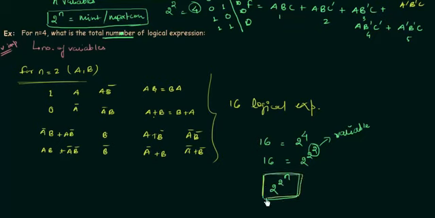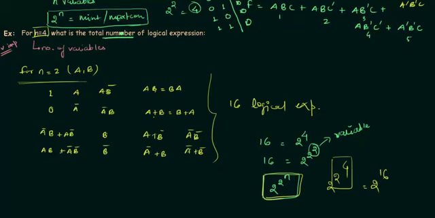It is very important, and you can directly find out the number of logical expressions when you have the variables as 4, 5, 6, because you cannot write all these possibilities. We can do it for two variables easily, but when the variables increase, it is very difficult to write all the possible logical expressions. So you can remember this formula, 2 to the power 2 to the power n, where n is the number of variables, and you can have your answer. For n equals 4, let's see what we have. We have 2 to the power 2 to the power 4. So 2 to the power 4 is 16. So we have 2 to the power 16.